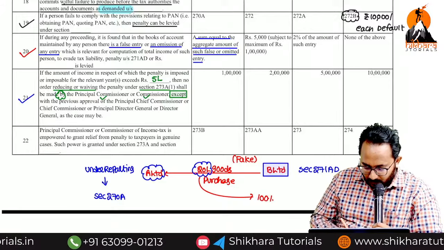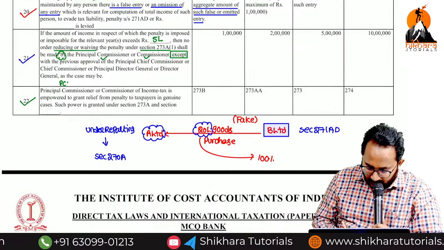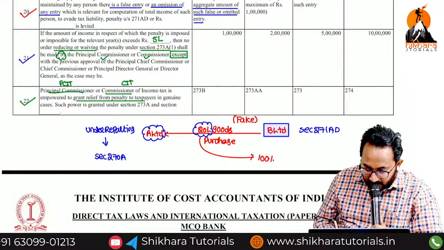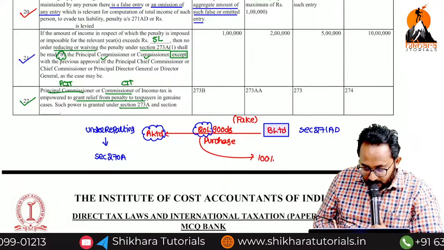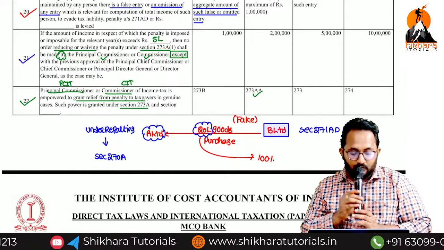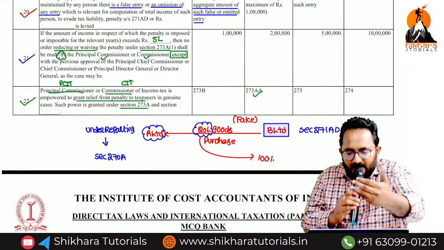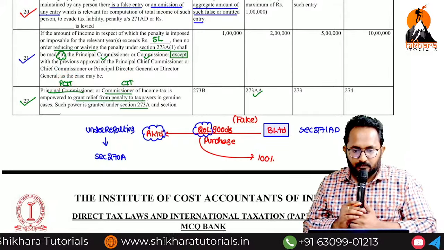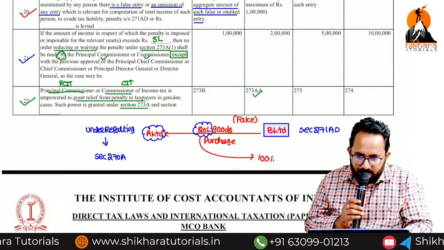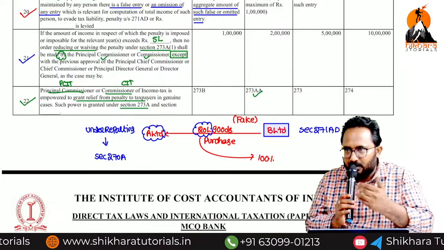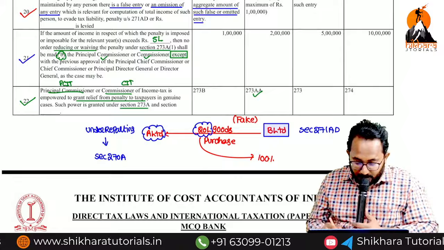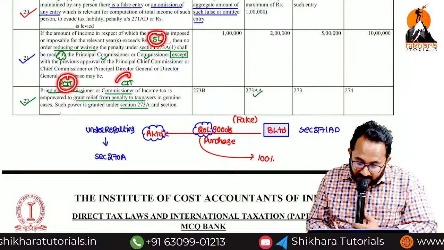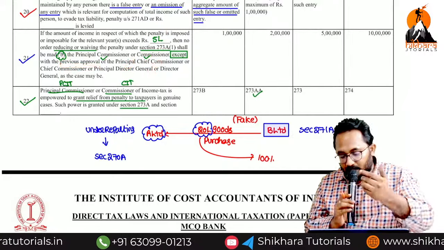Next, PCIT and CIT can give penalty related immunity or relief under two sections, 273A and 273AA. Now I will interconnect these two MCQs. Which authorities have the power? PCIT, CIT. If the penalty amount is less than 5 lakh, directly they can grant immunity, as well as reduce as well as waive the penalty. For more than 5 lakh, these authorities don't have any power, so they have to take permission from the higher authorities.